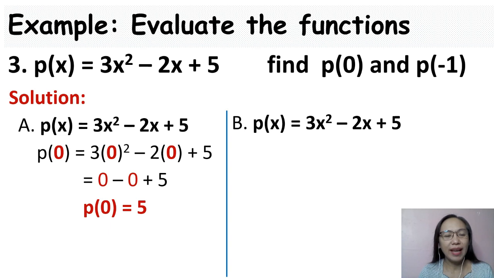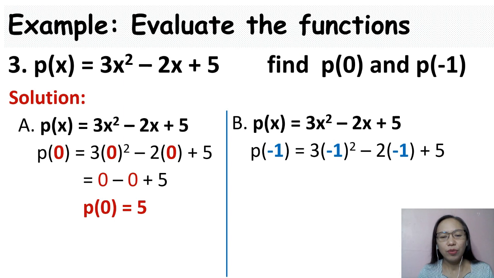So again, we get the original function, P of x equals 3x squared minus 2x plus 5. And we do the process. We substitute negative 1 in all the x's. So there you go with the blue color. So x here is replaced with negative 1 there.